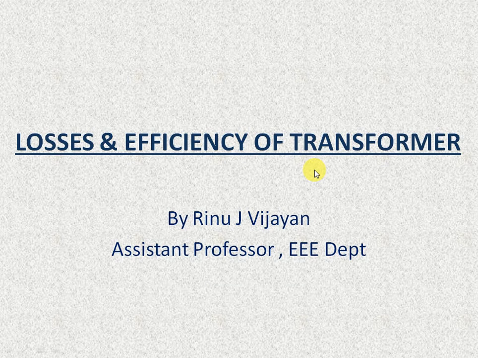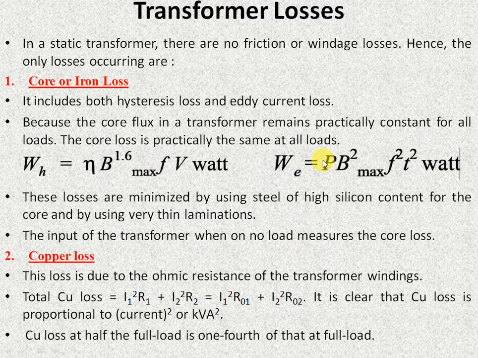Hi all, in today's session we are going to study about the various losses of transformer and efficiency of transformer. The various losses which are present in the transformer are actually the core loss and copper loss. This core loss is further classified into two, that is hysteresis loss and eddy current loss. The relation for hysteresis loss and eddy current loss is actually given here.